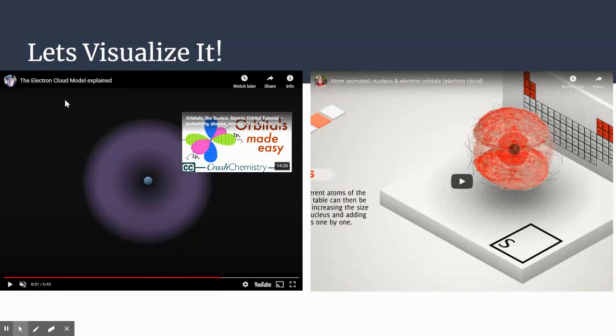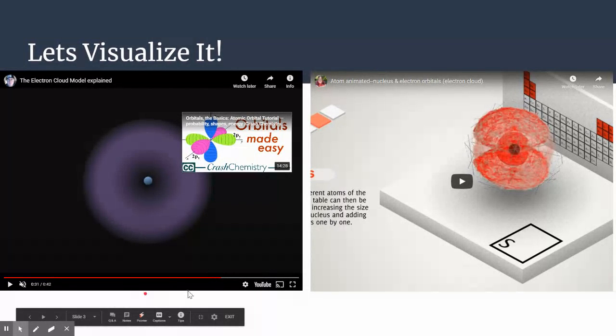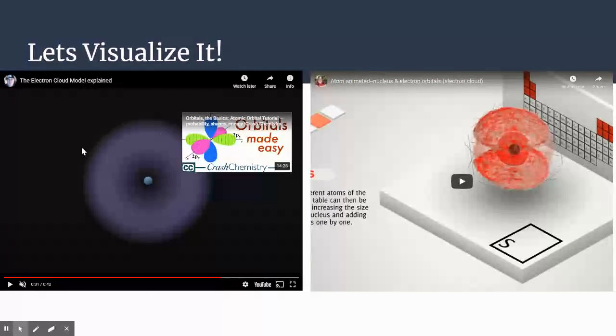Now, there are no walls holding the electron in. It just has to do with the energy. So if an electron has the lowest energy, it's found in this sphere of space outside the nucleus.